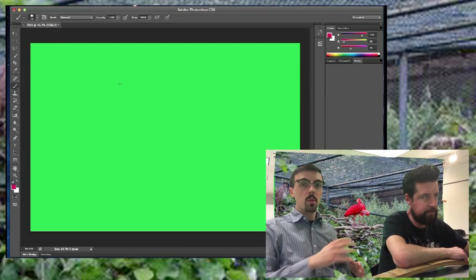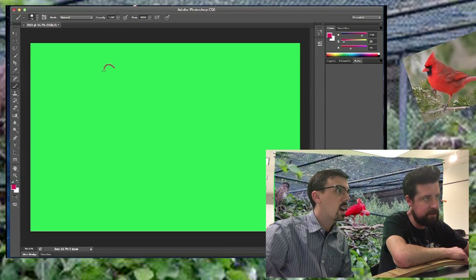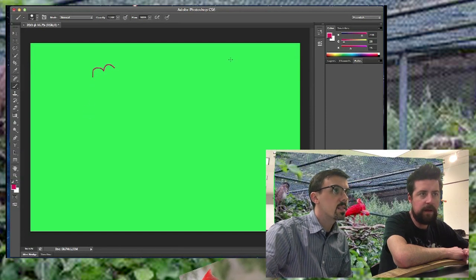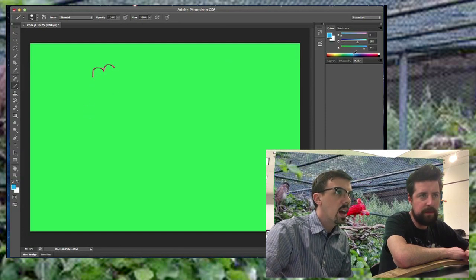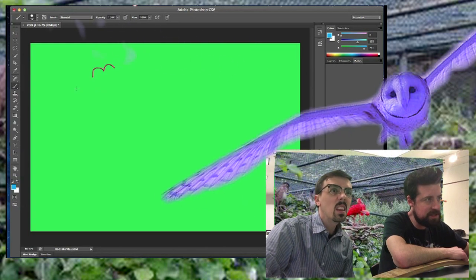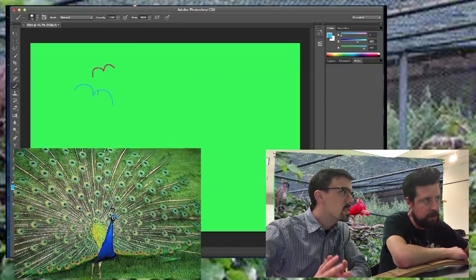Let me walk over here. Oh, I see a cardinal. Oh, there's a cardinal. Okay. All right. Is that a barn owl? That looks like a blue barn owl. No, that's a peacock flying towards us. Oh. I'm having trouble hearing you, Chris, because of all these birds.